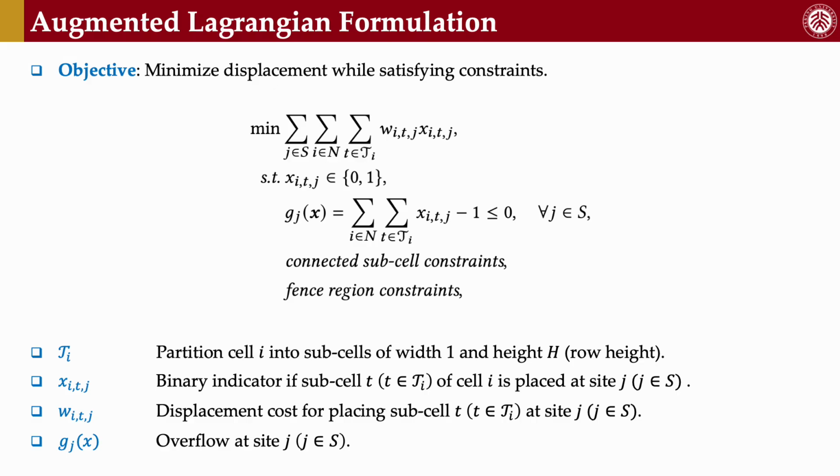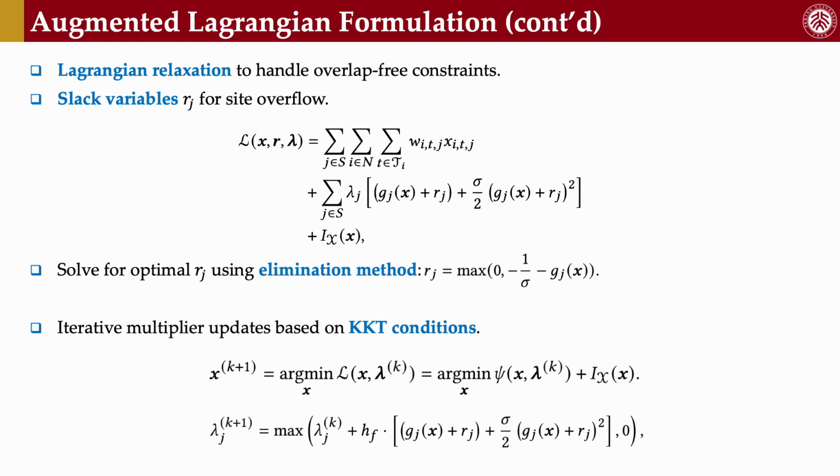The objective of our augmented Lagrangian formulation is to minimize cell displacement while satisfying various constraints. We define the displacement cost function and introduce binary variables to represent the placement of a subcell at different sites. By introducing selection variables and Lagrangian multipliers, we relax the overlap constraints through iterative solving and multiplier updating. Based on the KKT conditions, we gradually approach the optimal solution. This formulation can balance displacement and constraint satisfaction.